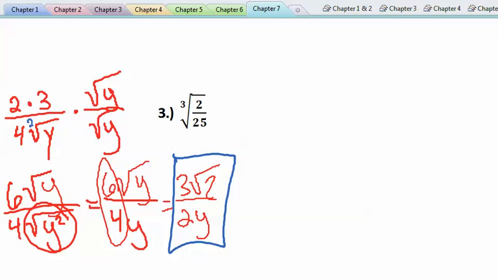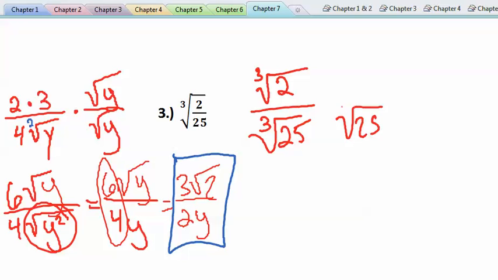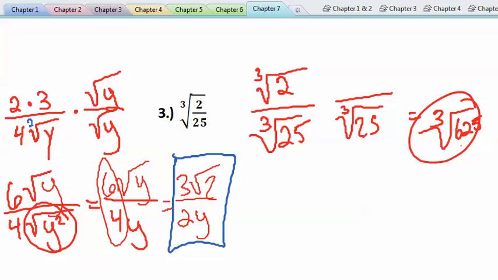Number 3 is a little bit different. We have the cube root of 2 over 25. So like in previous lessons, we're going to take the cube root, apply it to the numerator, and apply it to the denominator. Now this is a little bit different because I can't just multiply by the cube root of 25, because that's the cube root of 625. 25 times 25 is 625. And that's not a perfect cube. So we're going to have to back up a little bit.